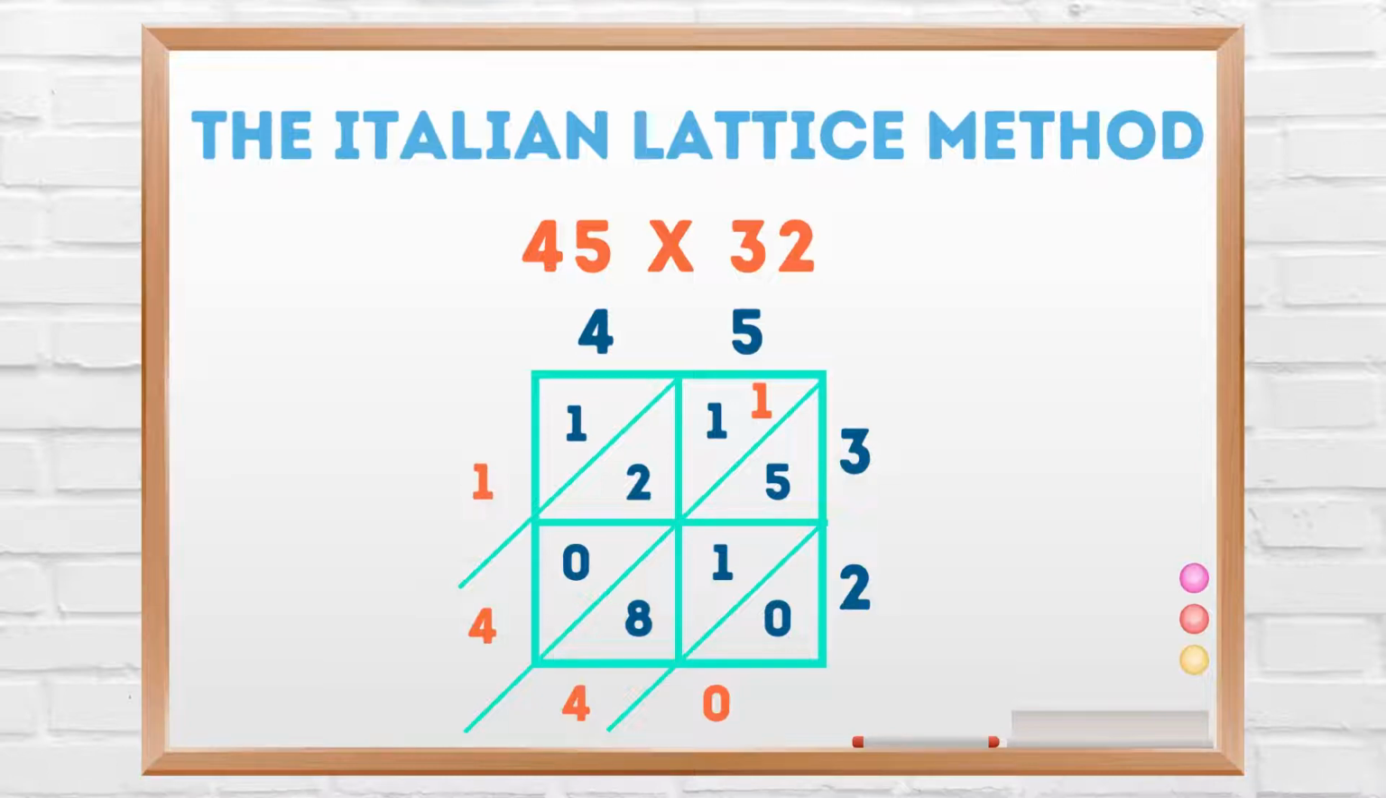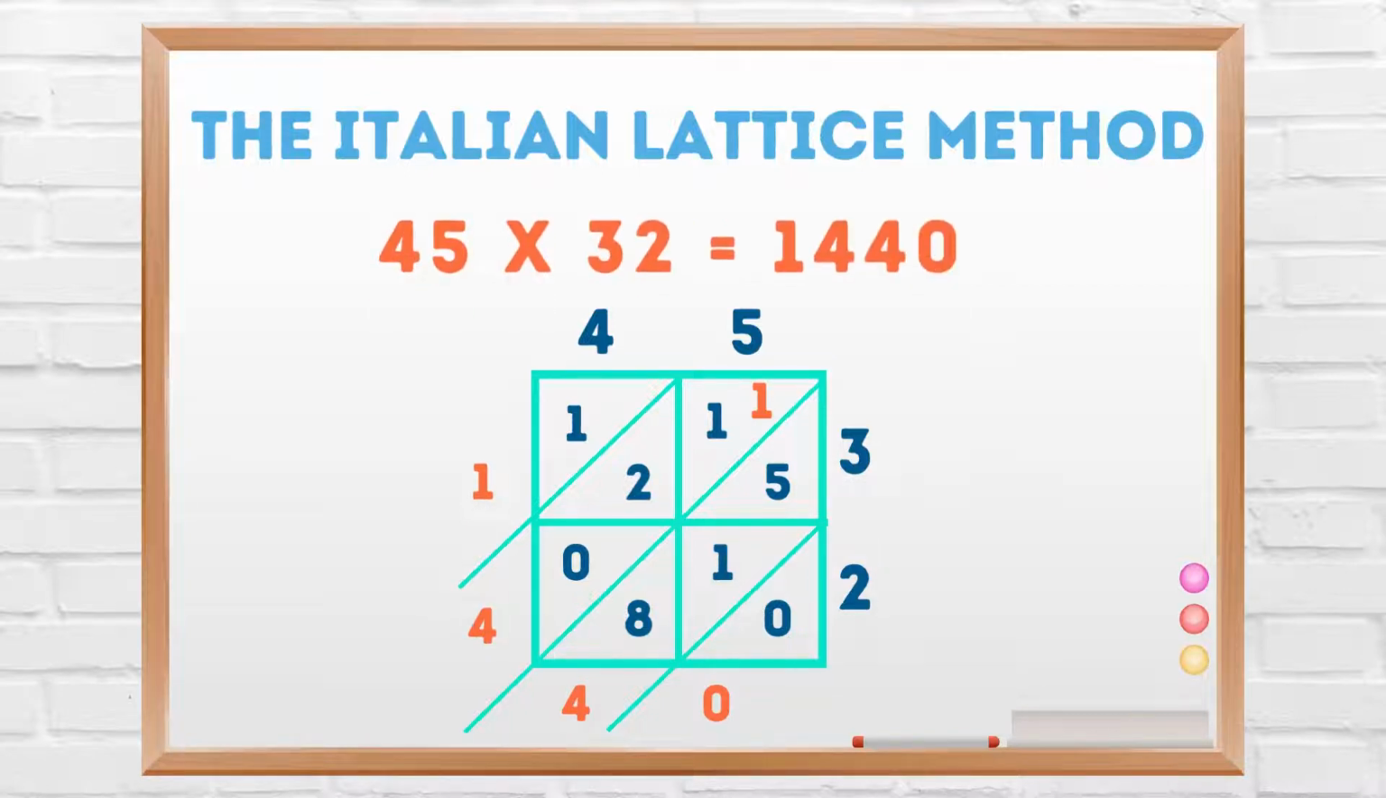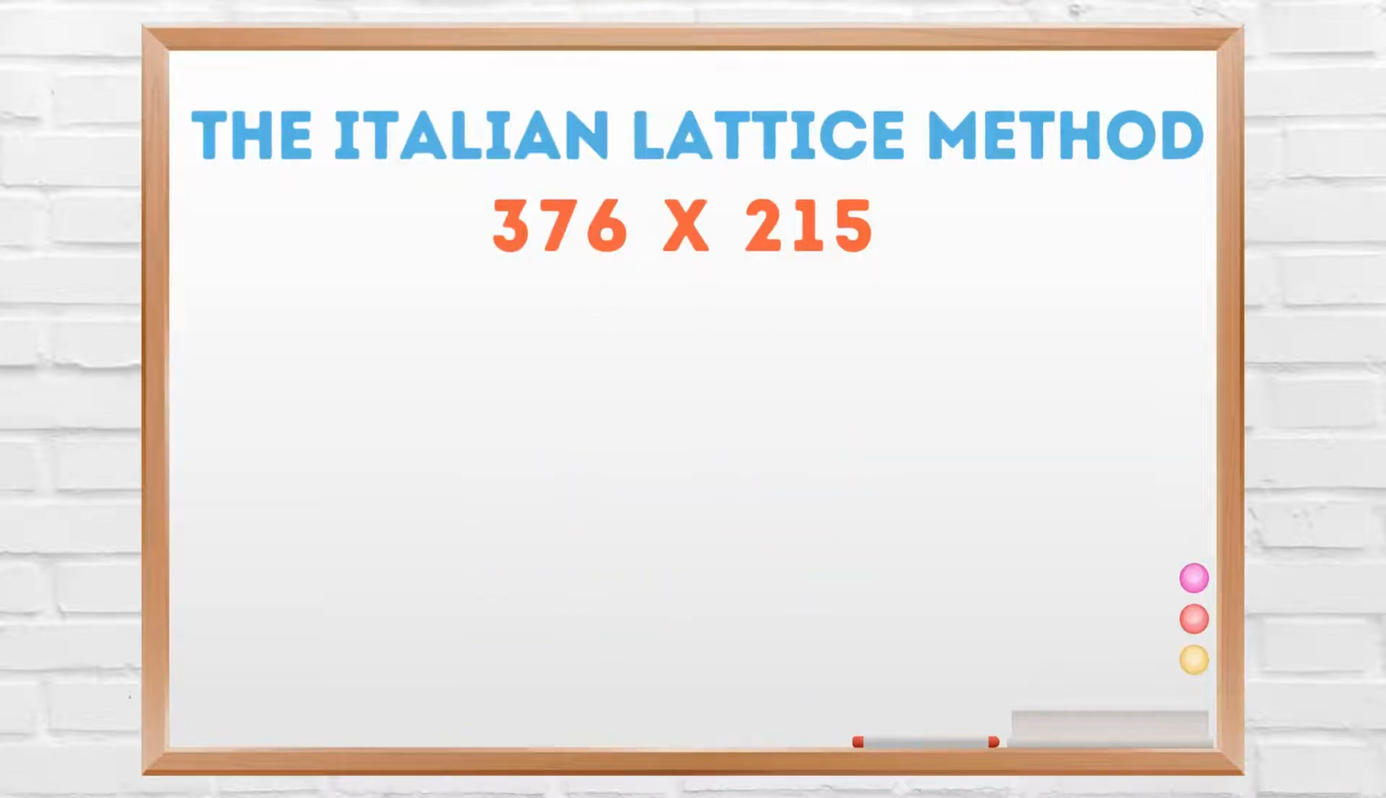The numbers we wrote outside of the box reveal our answer, which is 1,440. So 45 times 32 is 1,440. Now let's use the lattice method to work out 376 times 215.